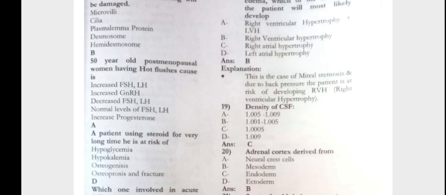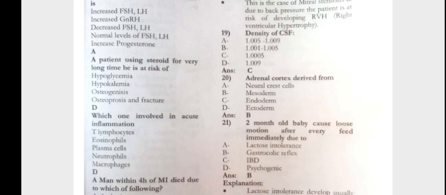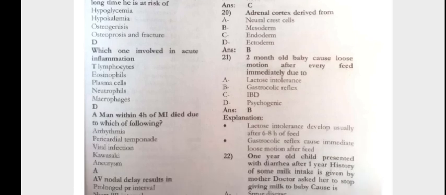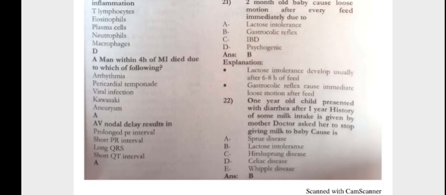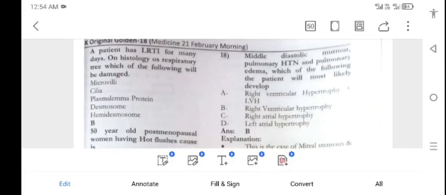Cilia. A 50-year-old post-menopausal woman having hot flushes. The cause is increased FSH and luteinizing hormone. The patient using steroids for a very long time is at risk of hypokalemia. Which one is involved in acute inflammation? That is the neutrophils. A man with a 4-hour MI died due to which of the following? The arrhythmias. AV nodal delay results in a prolonged PR interval.